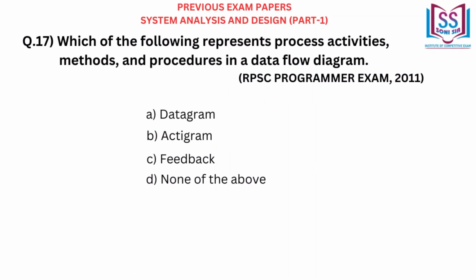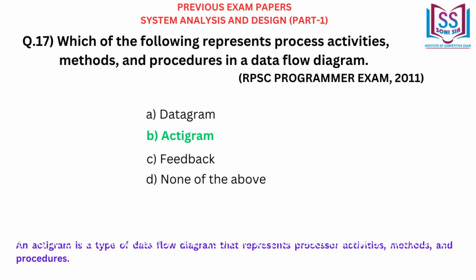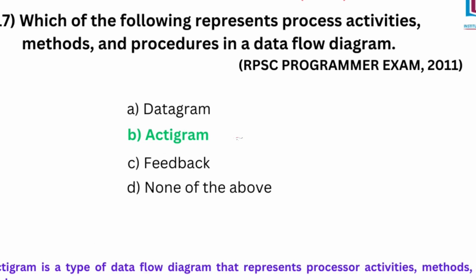Which of the following represents process activities, methods, and procedures in a data flow diagram? A. Datagram, B. Actigram, C. Feedback, D. None of the above. Correct answer B. Actigram. An actigram is a type of data flow diagram that represents processor activities, methods, and procedures.